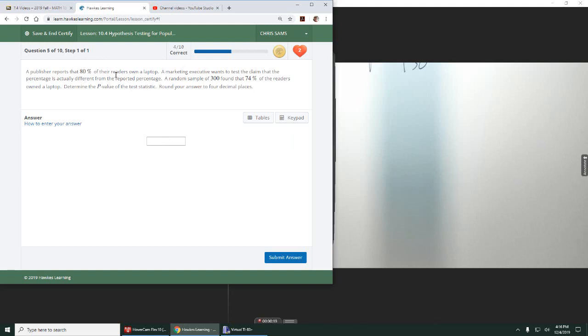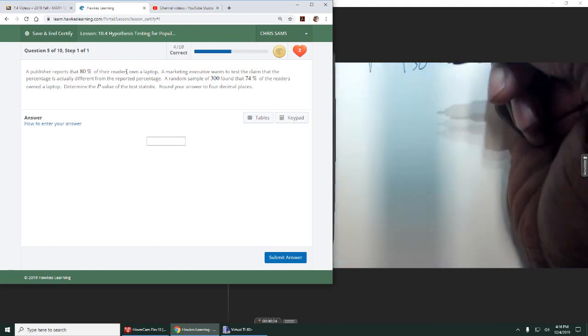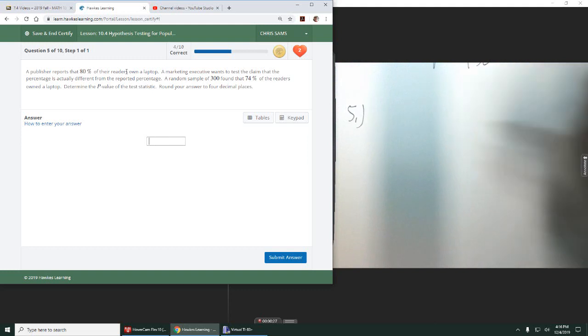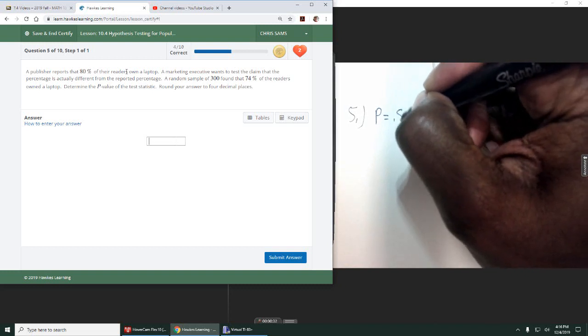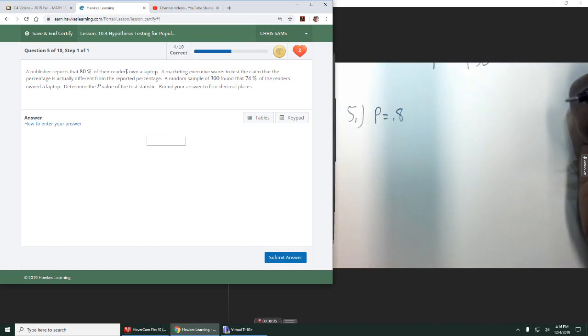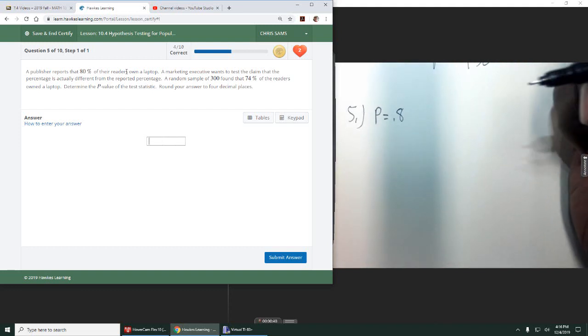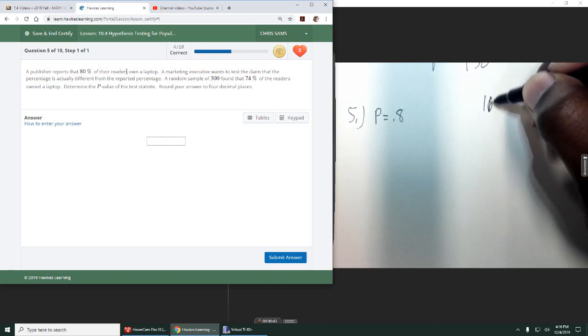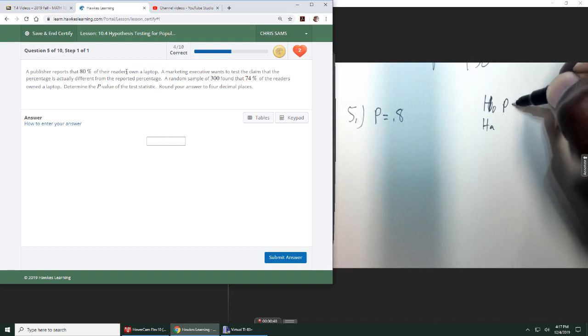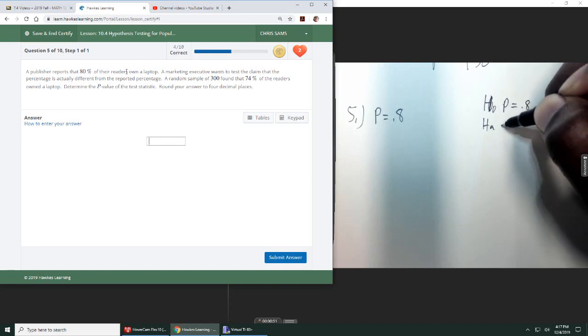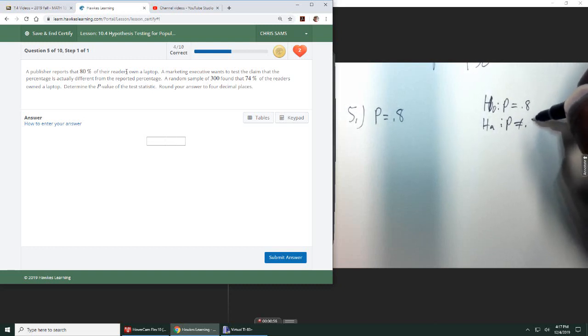So it says a publisher reports 80% of readers on a laptop. Okay, so this is telling me that my proportion, true proportion, is 0.8. A marketing executive wants to test the claim that the percentage is actually different. Okay, so when I'm setting up my null and alternative, we're testing that it's different, so that is that this is equal to 0.8 or not equal to. So this is giving us that we're having a two-sided test.